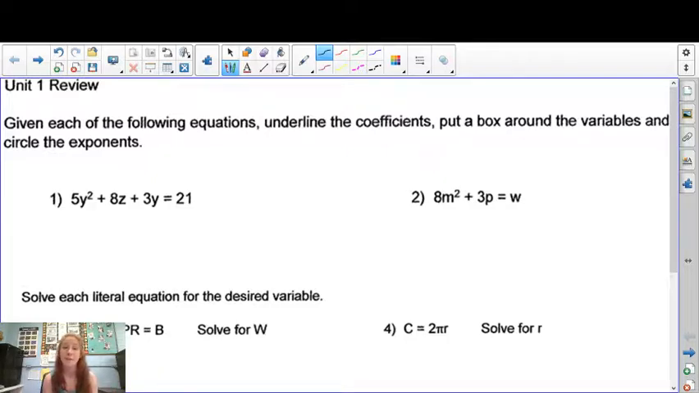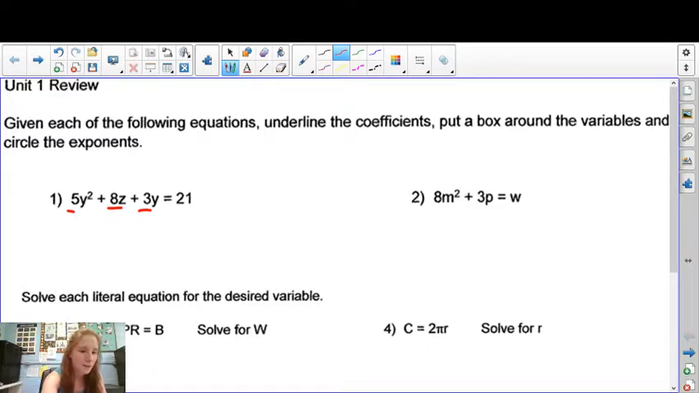Remember, a coefficient is a number in front of a variable, so it has to have that letter attached to it. If there's no letter, it's not a coefficient. It's called a constant. It's by himself. He doesn't change. So our coefficients are 5, 8, and 3. So we're going to underline 5, 8, and 3. And I know that 5 didn't get the underline the best. I was going to try and fix it. It's a little hard on a computer screen.